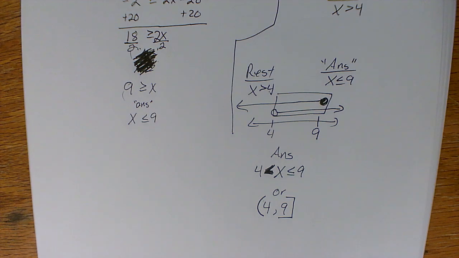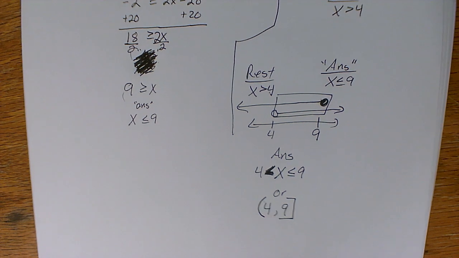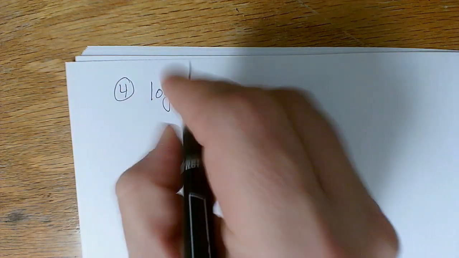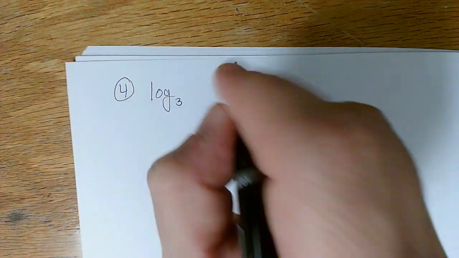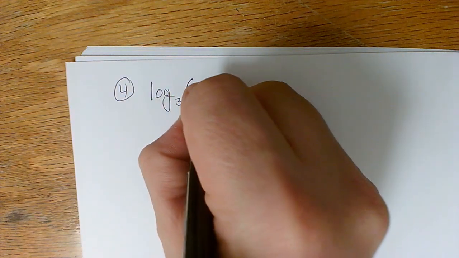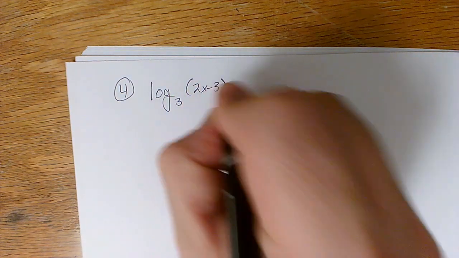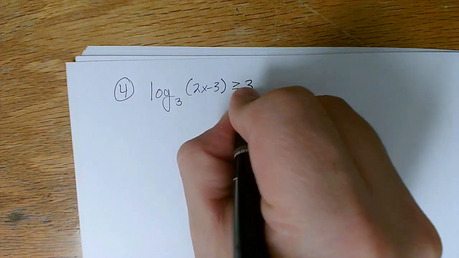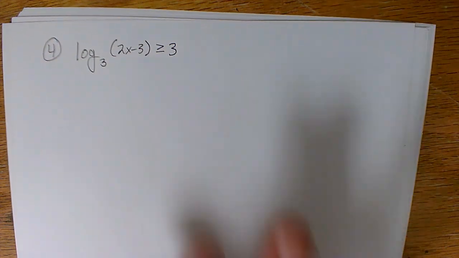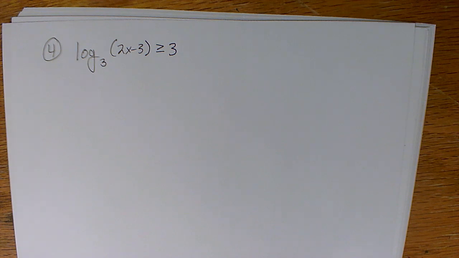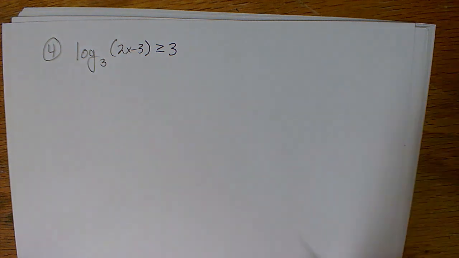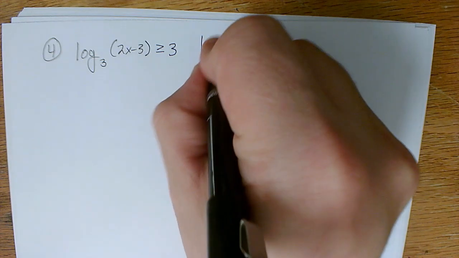So, okie dokie. Let's go to number 4. Number 4. Log with a base of 3 of 2x minus 3 is greater than or equal to 3. Okie dokie. We started out with a log. So let's start talking about our restrictions a little bit.